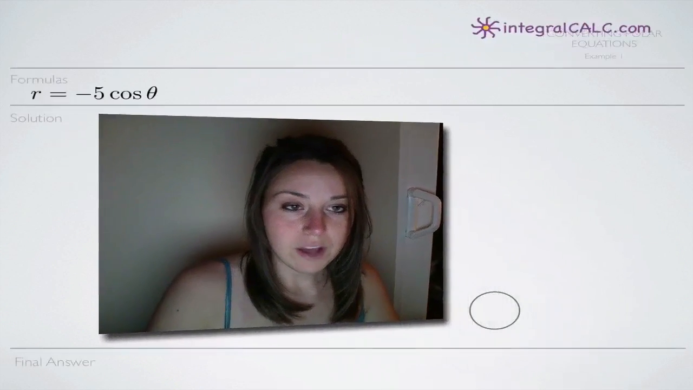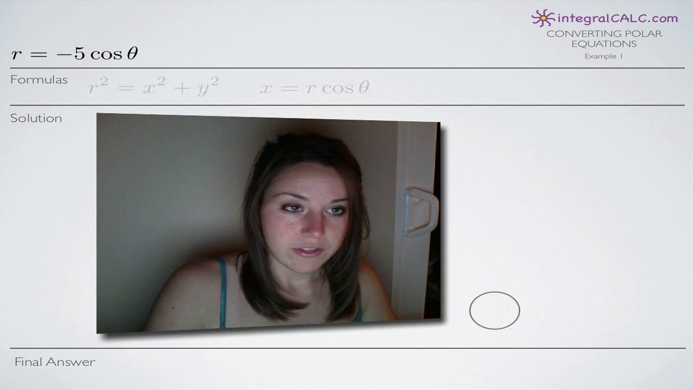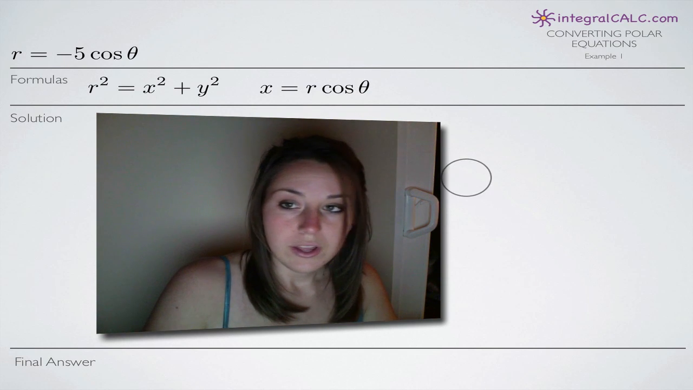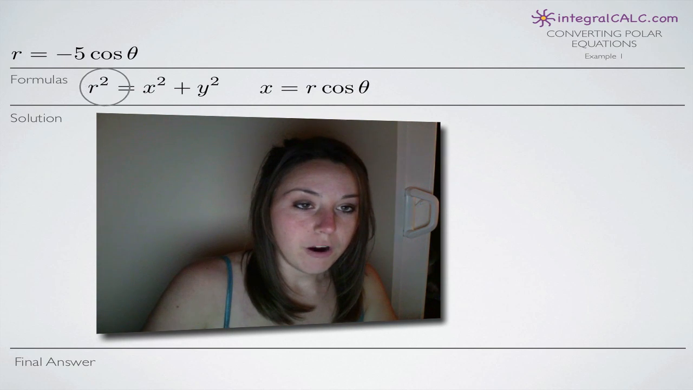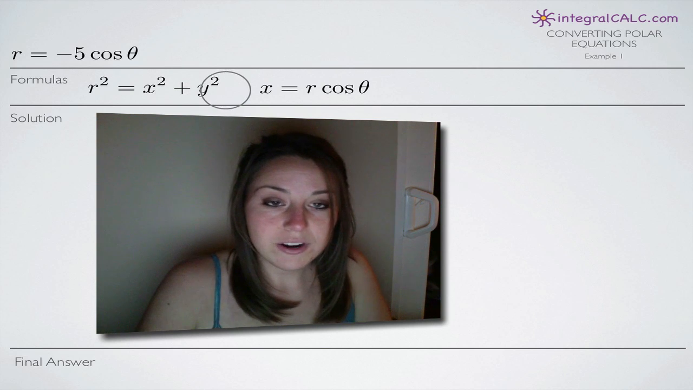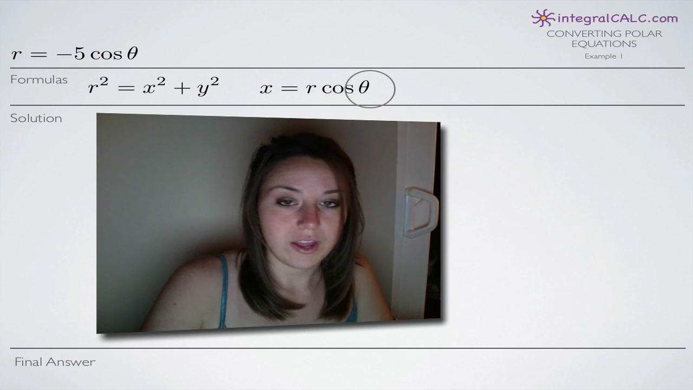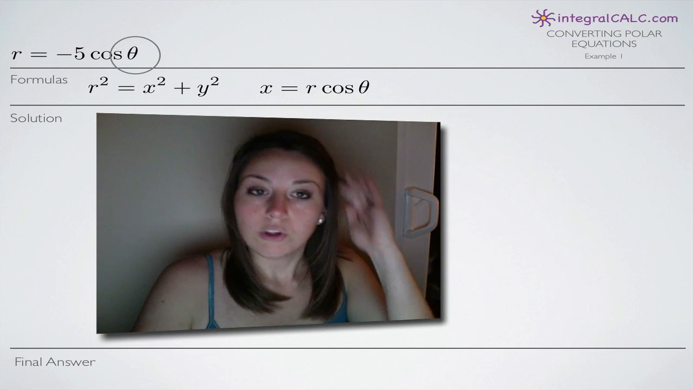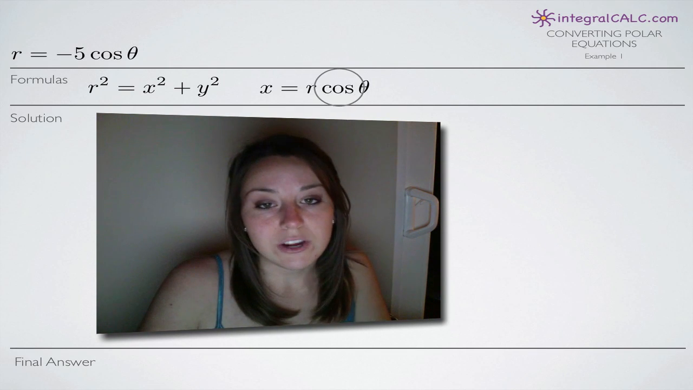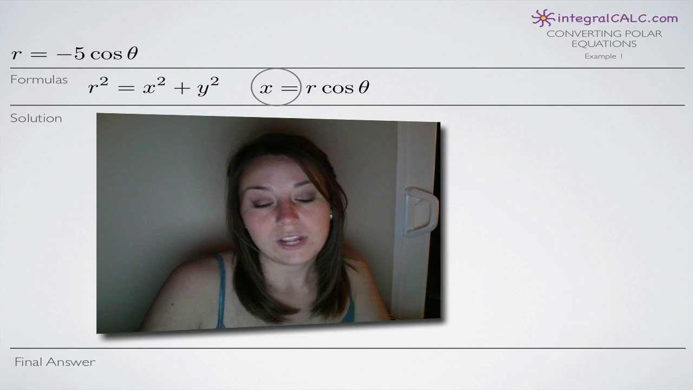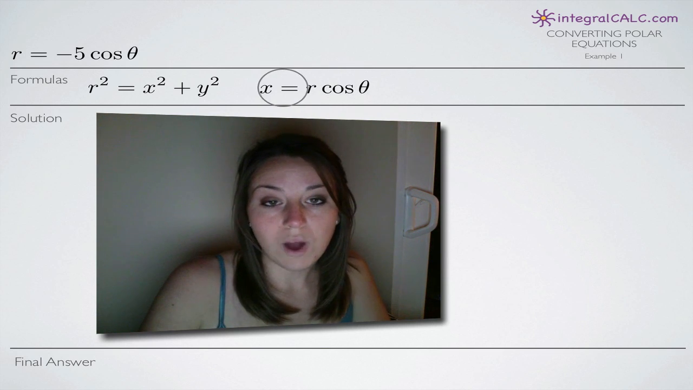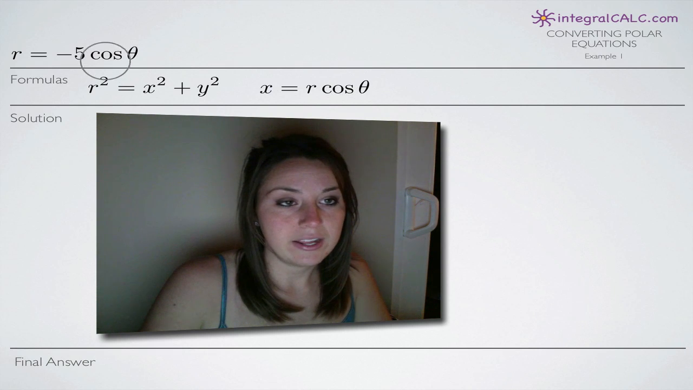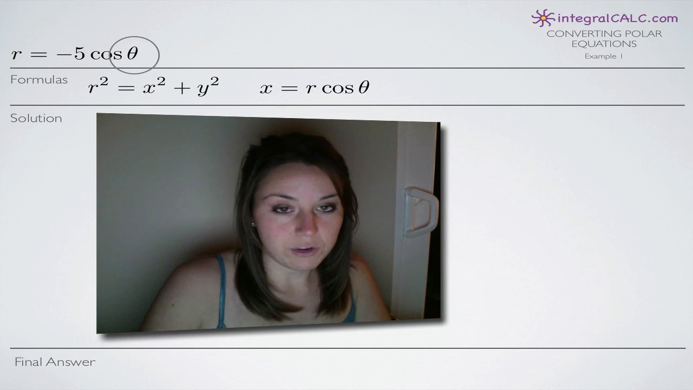So we're going to be using a couple equations to convert this polar equation to a rectangular equation. r squared equals x squared plus y squared, and x equals r cosine of theta. Because we have cosine of theta in our polar equation here, we're using this equation. If we had sine of theta, we'd use the formula y equals r sine of theta. We're not going to need that because we don't have sine of theta in our polar equation.